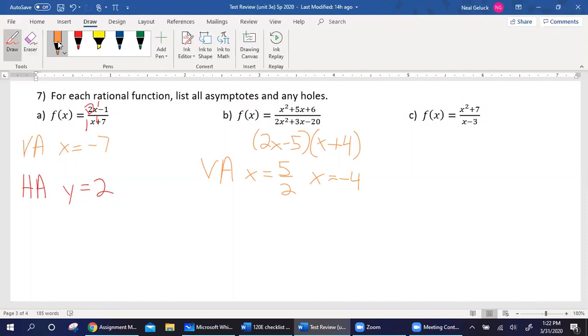Neither one of those numbers, if you test, make the numerator 0. So those are both good vertical asymptotes. That also tells me there's no hole in this graph.